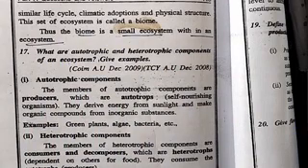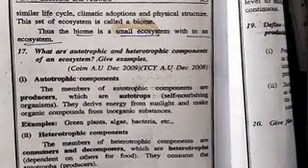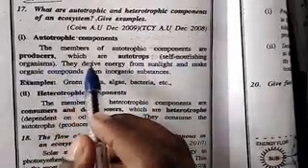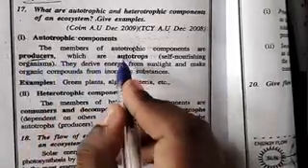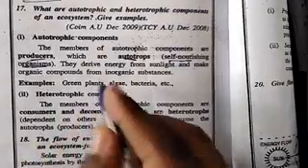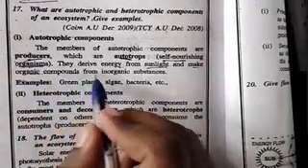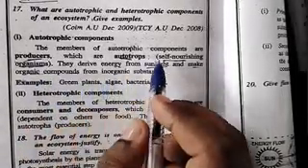Next, what are autotrophic and heterotrophic components of ecosystem? Give examples. The members of autotrophic components are producers, which are autotrophs, that is self-nourishing organisms. They make their own food. They derive energy from sunlight and make organic compounds from inorganic substances. So this is what autotrophic.